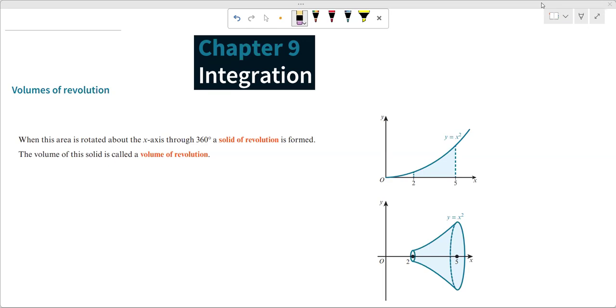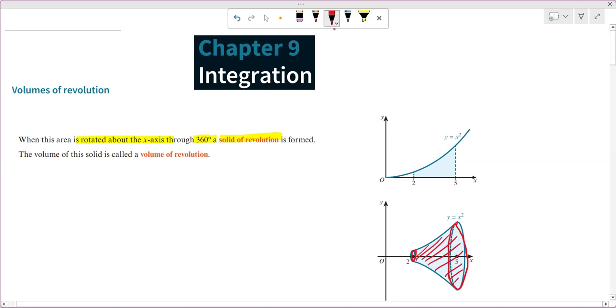Actually, what is the volume of revolution? When an area is rotated about the x-axis through 360 degrees, a solid of revolution is formed. This is 360 degrees like this. If I am rotating about the x-axis, or about the y-axis, a solid is formed, and the volume of that solid is called the volume of revolution. This total volume we need to find. How to find this volume?